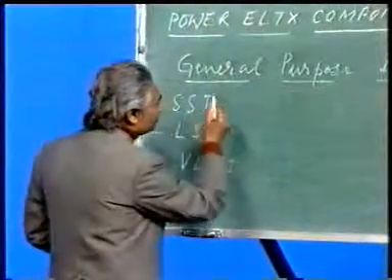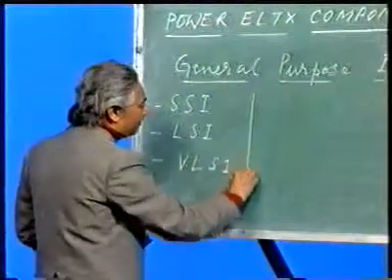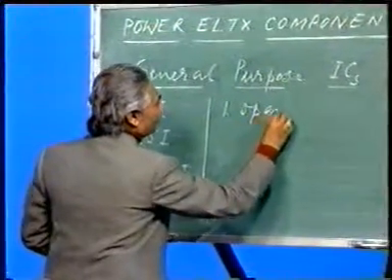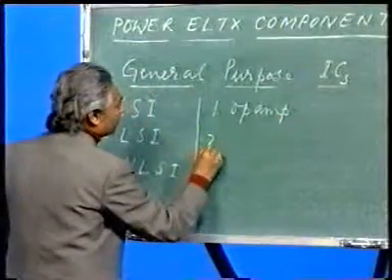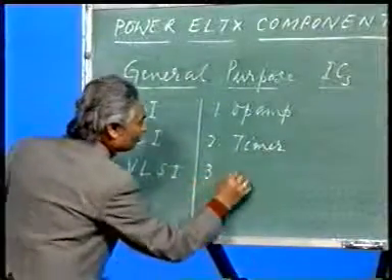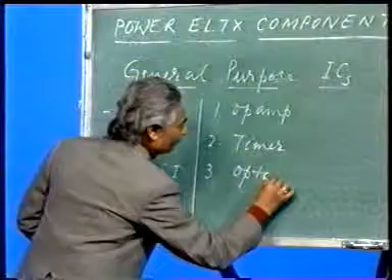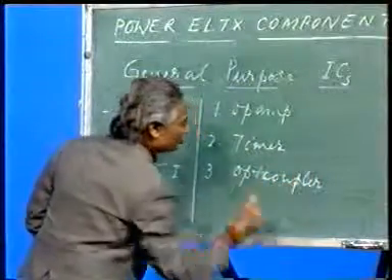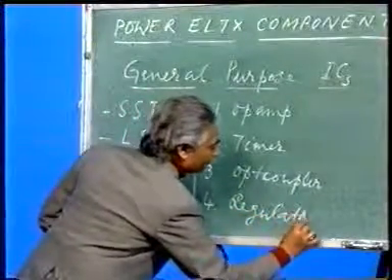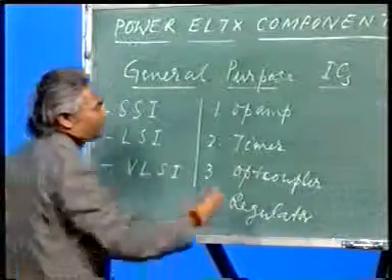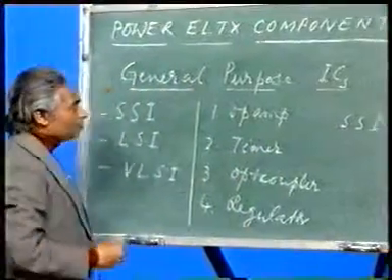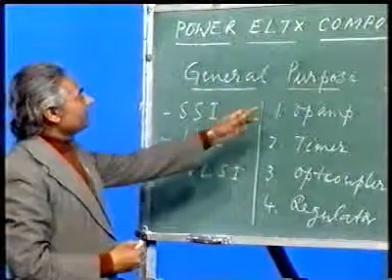Now in the name of general purpose ICs, we will discuss here some very important ICs such as op amp, timer, optocoupler, regulator, and there could be another, which is SSD, 7-segment display. To start with, let me explain the first IC, which is op amp.